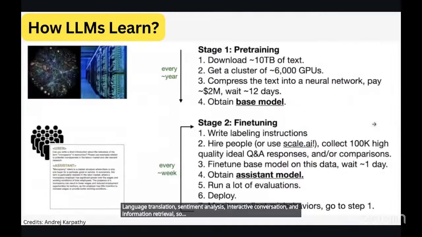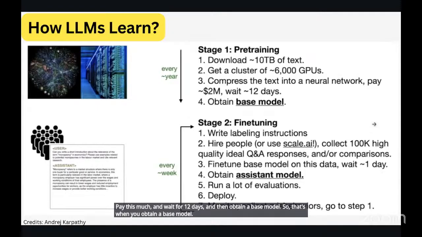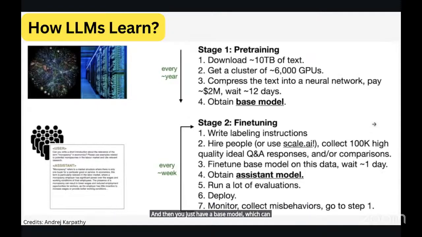So I got this from Andre's video, like how LLMs learn, right? So the first thing is pre-training. You download 10 TB of text, can be structured, unstructured data, and get a cluster of 6,000 GPUs and compress the text into a neural network, pay this much and wait for 12 days, and then obtain a base model. So that's when you obtain a base model, which can basically make a lot of mistakes.